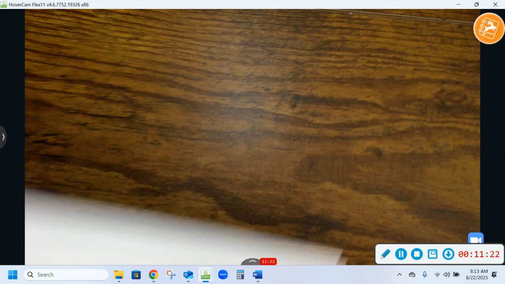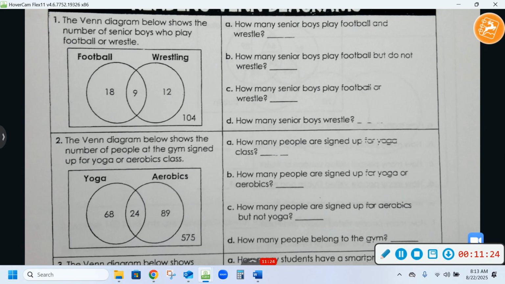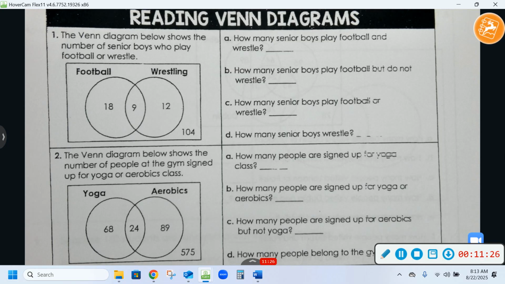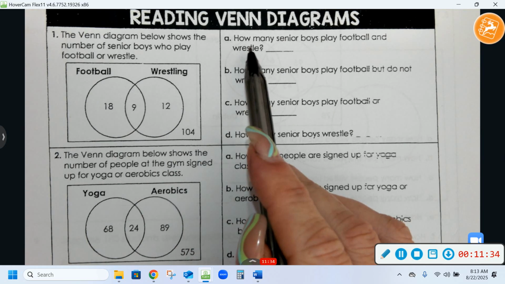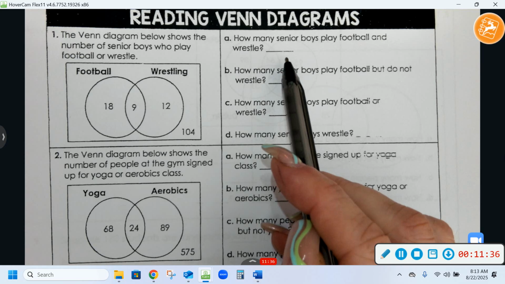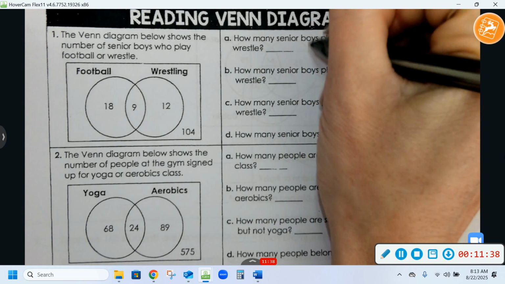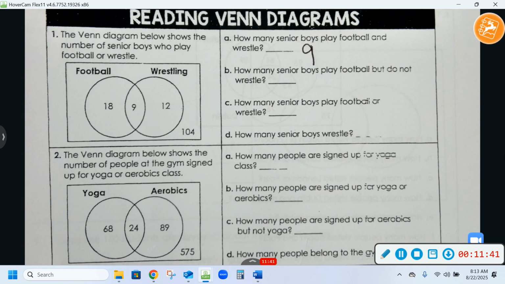Okay. Let's get into it now. Throw some numbers in there for math. Okay, how many senior boys play football and wrestle? 9. I write large, so I won't even try to fit it on that small little blank there. Sorry, guys. How many senior boys play football but do not wrestle? 18. Good, you're getting it.